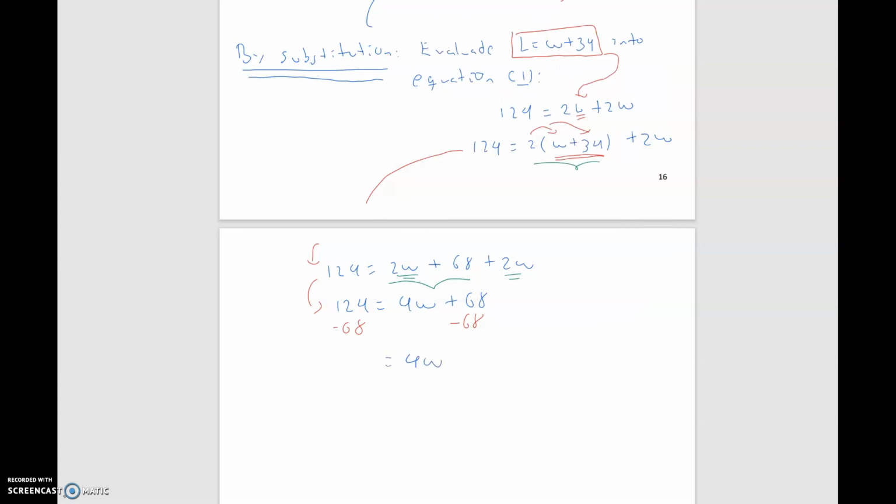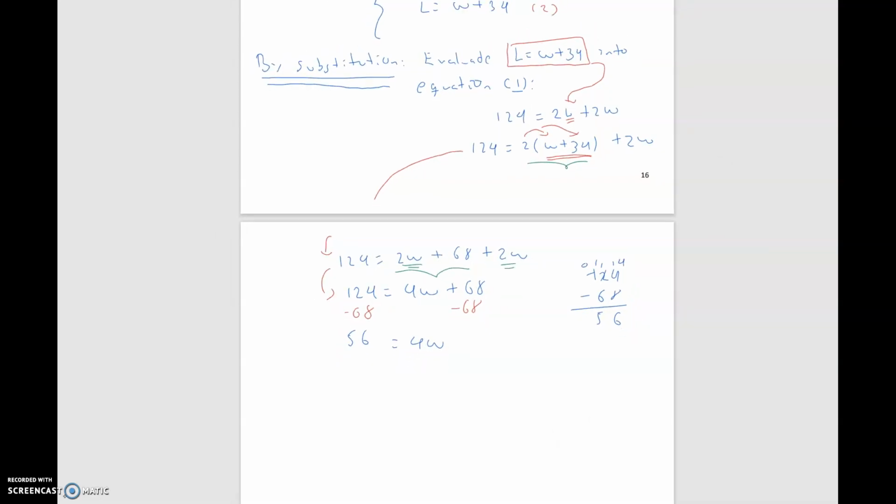So we're going to end up with 4W. And let me do this on the side. 124 minus 68. I'm getting 56. And at this point, we could divide by 4. So we're going to end up with 56 divided by 4 is equal to W. And 56 divided by 4 is 14 with a remainder of 0. So 0 would be our remainder. Okay, so 16 is equal to W.